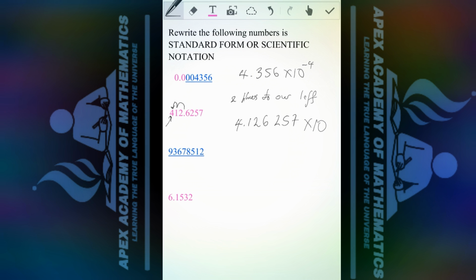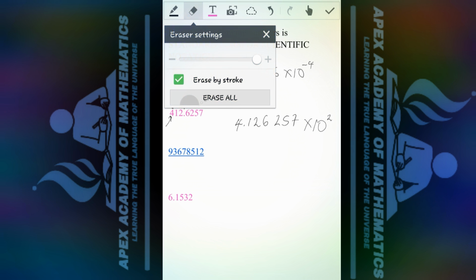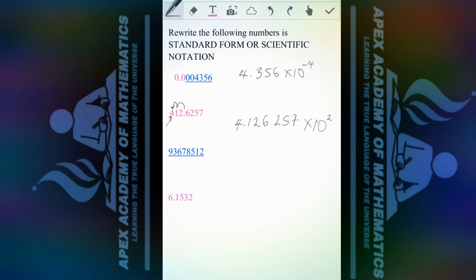But what is n? In this case we move 2 places. But is it a negative 2 or a positive 2? The rules accordingly state that if we move to our left, n is going to be a positive integer, and in this case it's going to be a positive 2. All right, hopefully you guys are understanding the concept so far. Great. Let's move on to example number 3.